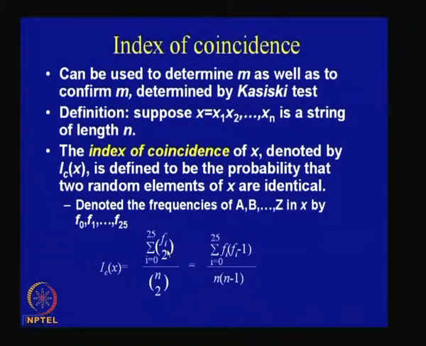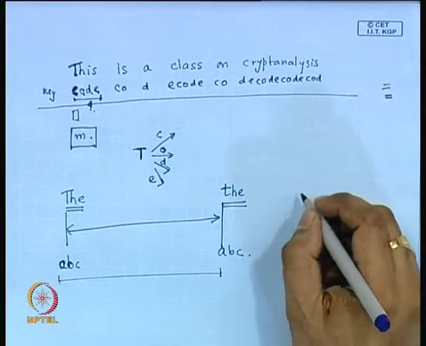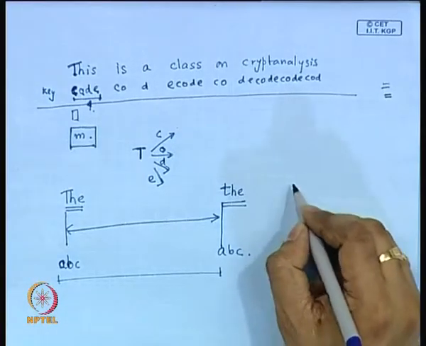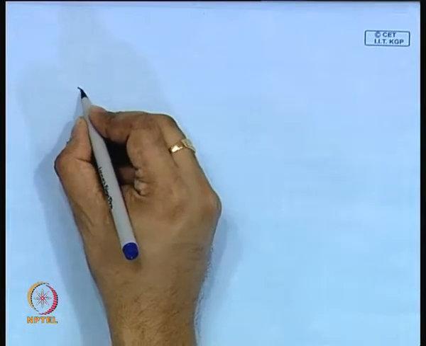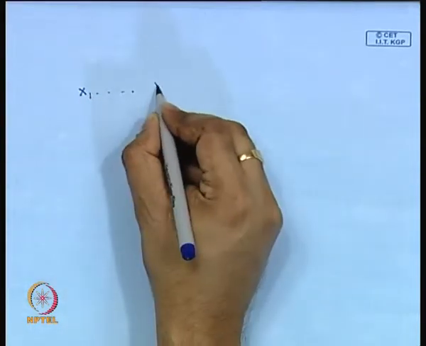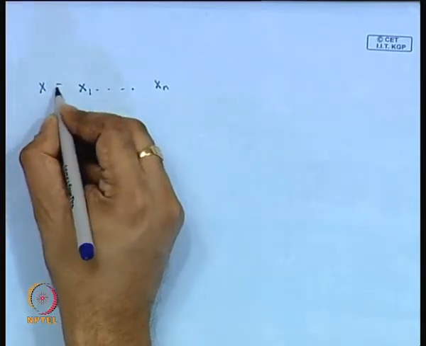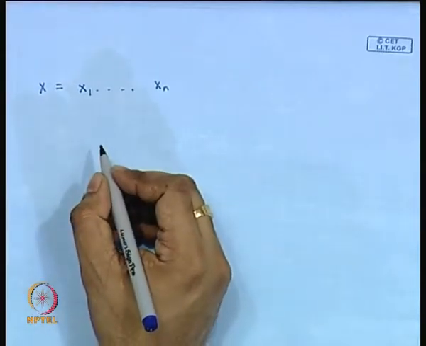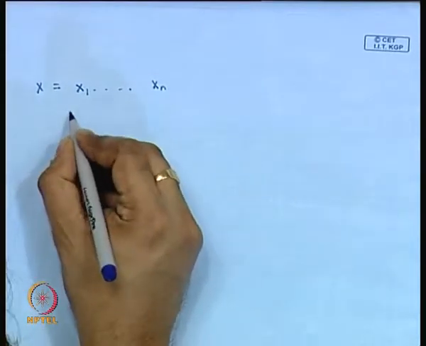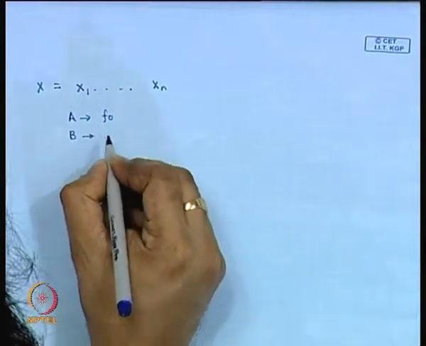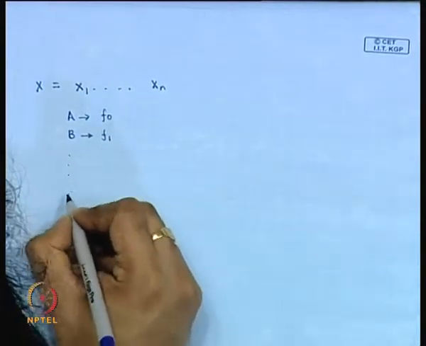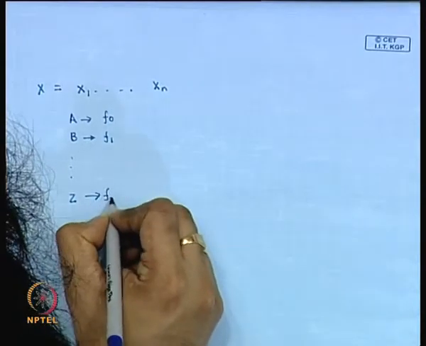what I am trying to say is this: there are n letters, so you have x1 to xn, and that forms your string x. You know that the occurrence of A here is denoted by f0, the occurrence of B is denoted by f1, similarly the occurrence of Z is denoted by f25.